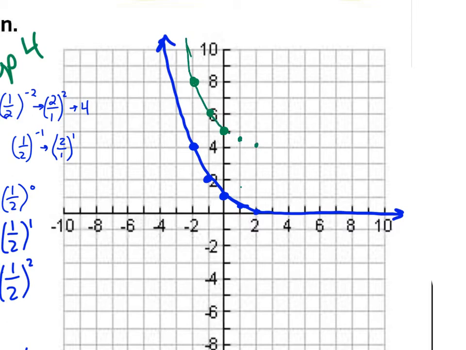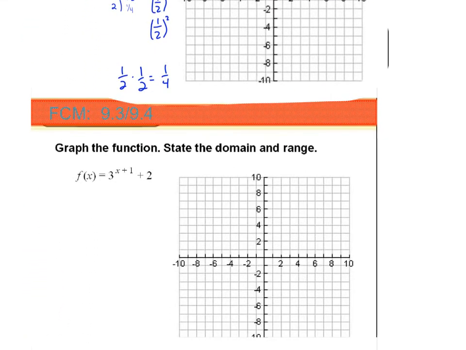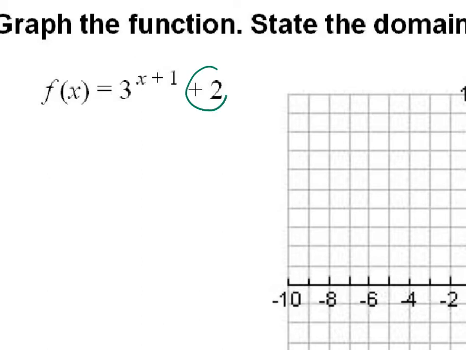We call this an exponential decay graph. And instead of bottoming out, never reaching 0, look, it's just never reaching 4. Okay? Never reaching that y value of 4. So everything just shifted up 4. All right? We okay with that? All right. So on this one, we are going up 2 because of the plus 2 at the end. And then what is this plus 1 with the x going to do?